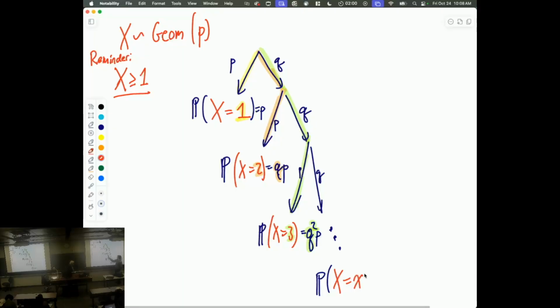So probability X equals 2 is a Q times a P, one Q, one P. Probability X equals 3 is two Q's and a P, and then it's color-coded. And I was about to fill in what's probability X equals x, but you can do that yourself.